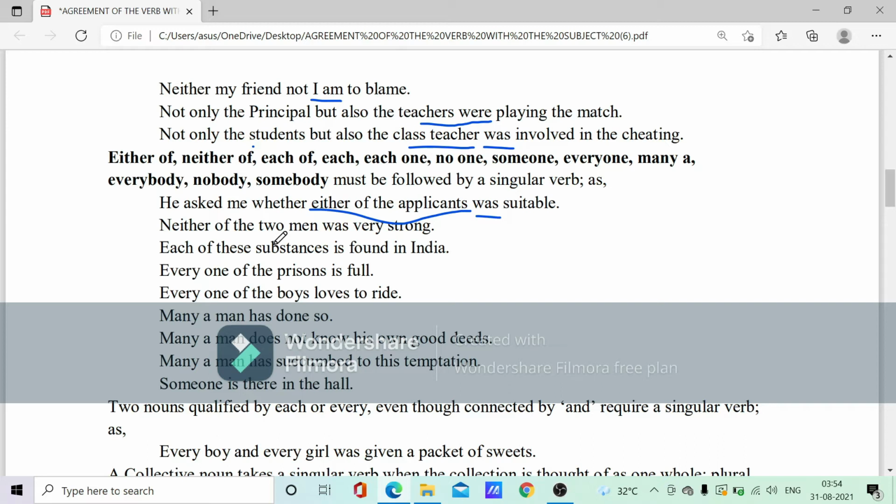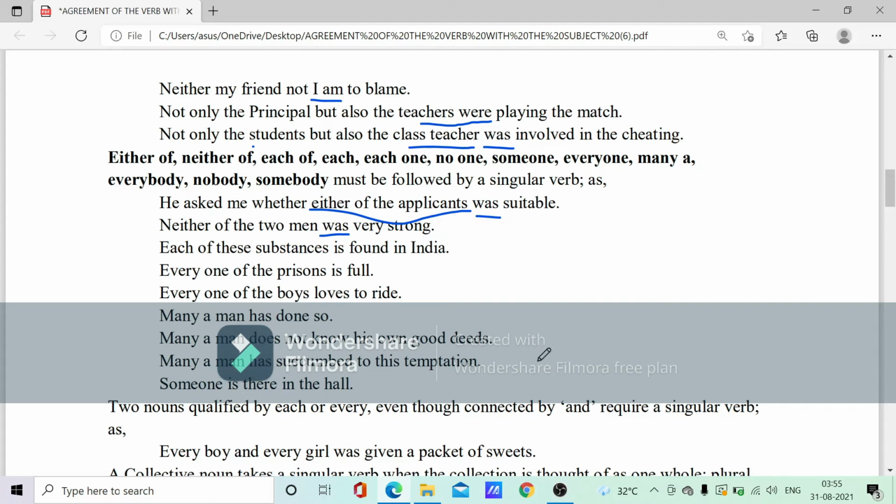Here you would find there are two men, but neither of them was very strong, right? And that's why it has been written was. Although here it is men, you need not apply was according to men, but you have to apply was according to neither of, right?